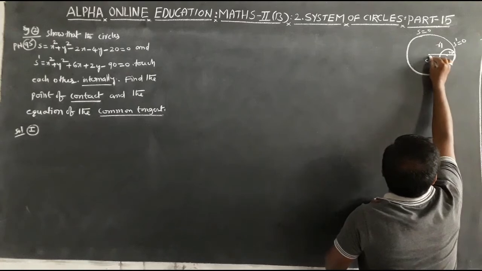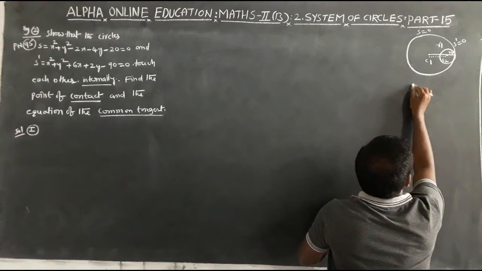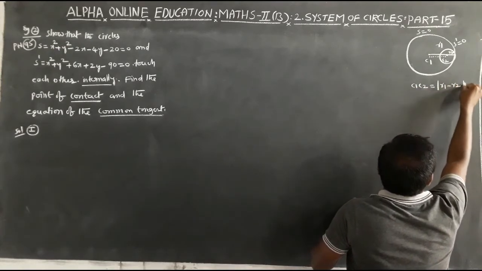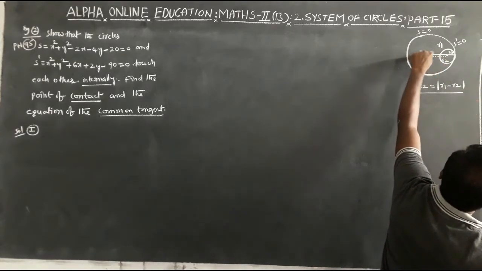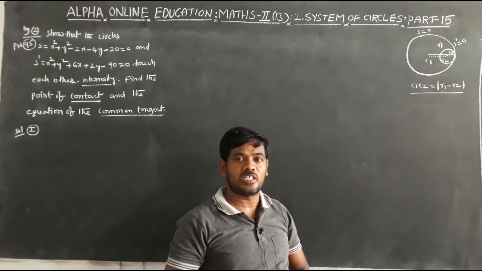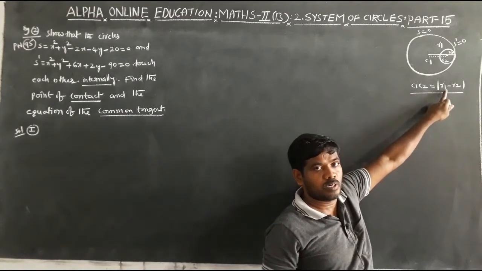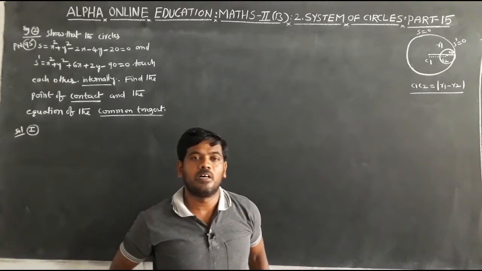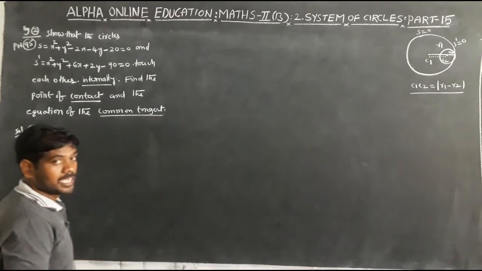Here we find the value of C1C2. Here C1C2 = |R1 − R2|, that is, C1C2 = R1 − R2. If two circles touch each other internally, then C1C2 = |R1 − R2|. So, first of all, find the centers and radii of the given two circles.